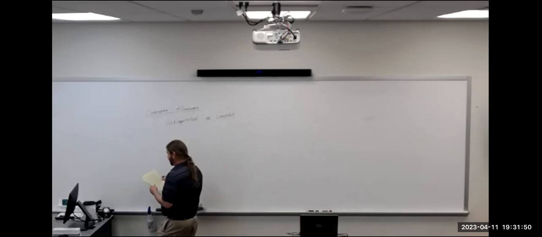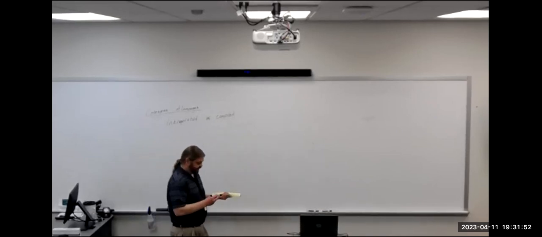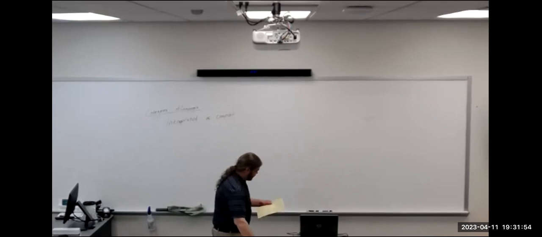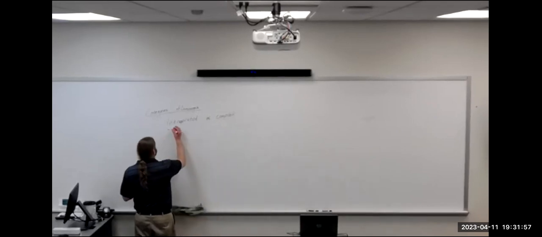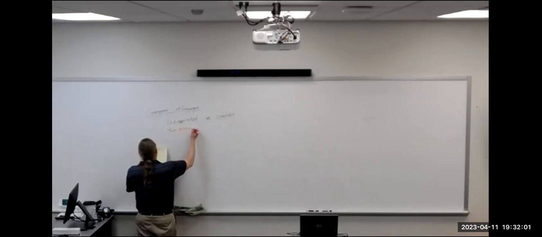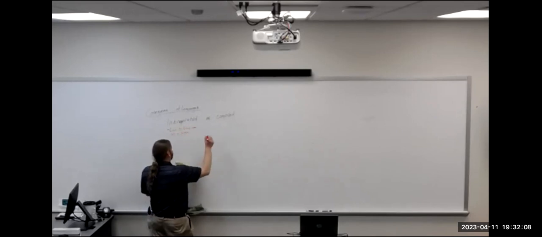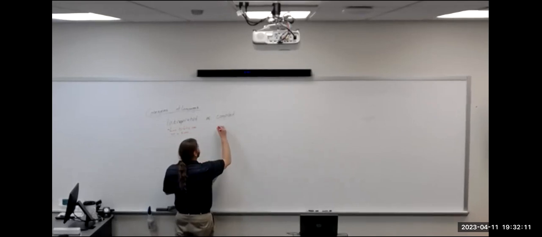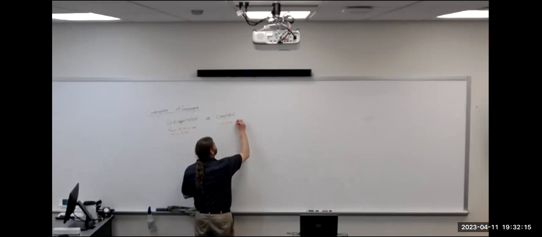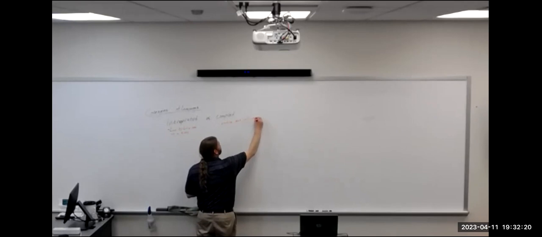So interpreted, let me have a different color. Interpreted is line by line, one at a time. And a compiled language is the entire set of instructions all at once.